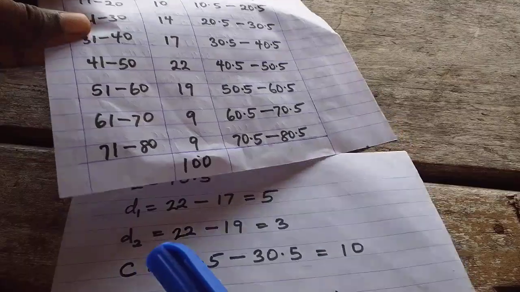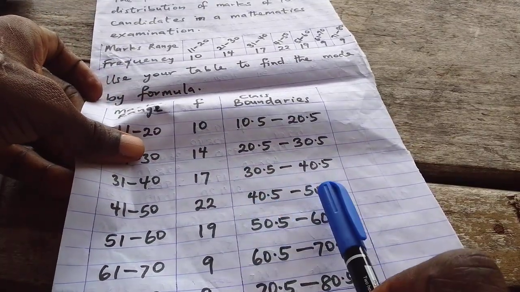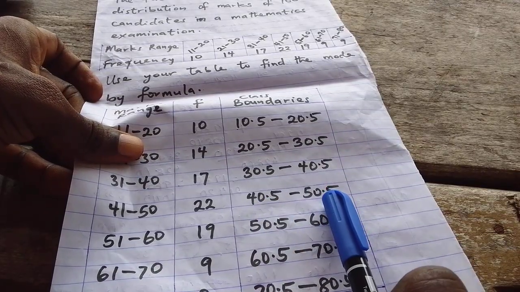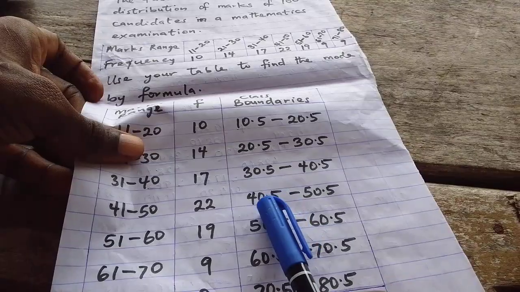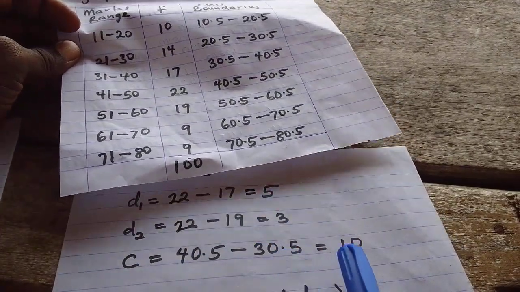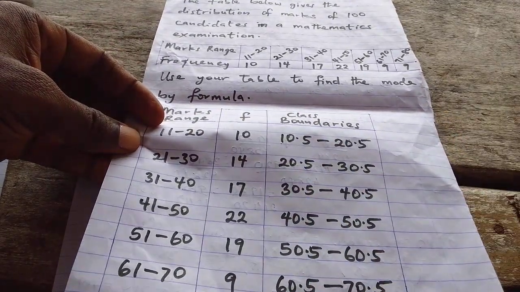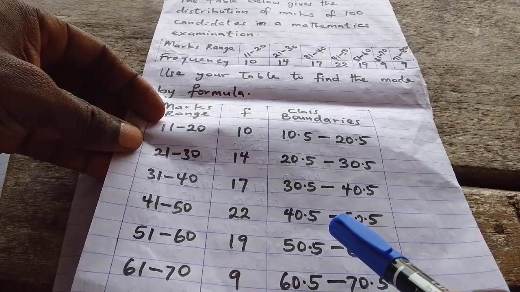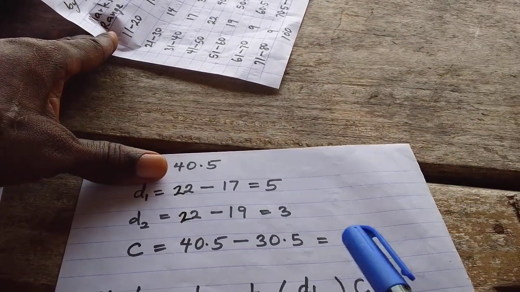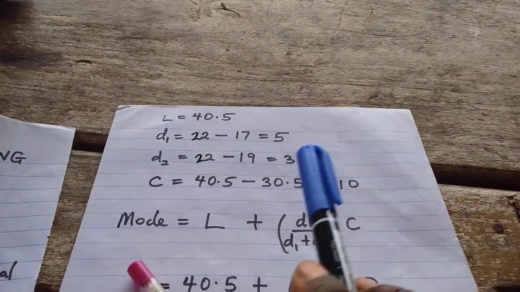Then the class width. You find the class width by subtracting the lower class boundary from the upper class boundary. So 50.5 minus 40.5 will give us 10. If you pick any of the class boundaries here, it's going to give you what you wanted. So that means 40.5 minus 30.5 is what? 10. So from here, you are now going to substitute these parameters in the formula.